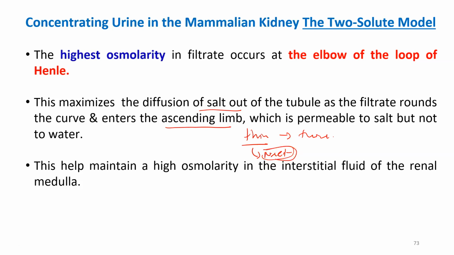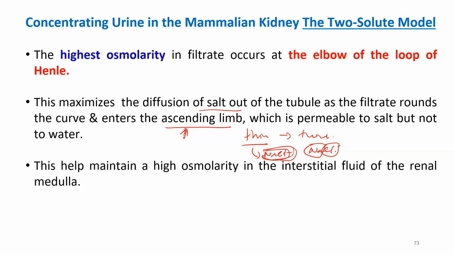So sebab apa? Sebab molekul ni adalah molekul yang bercharge, kan. Kita dah belajar sifat plasma membrane, dia tak boleh allow ion to just simply diffuse out. So the ion will have to use transport protein. So the process is through facilitated diffusion. So which is permeable to salt but not water. So in the ascending, takkan berlaku, there will be no reabsorption of water, no movement of water whatsoever. Okay, in the ascending limb.